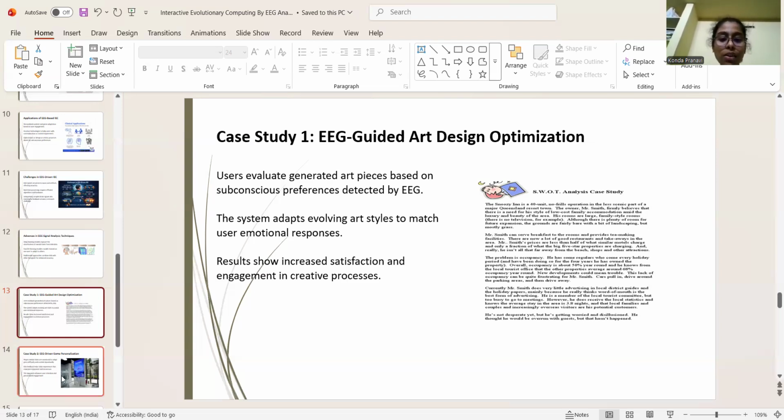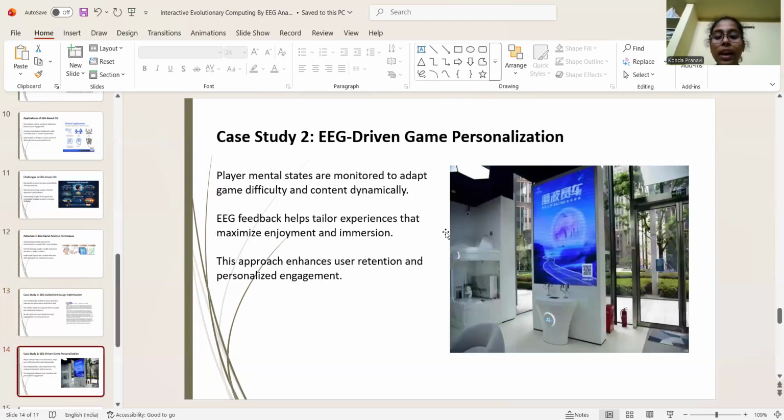When it comes to the second case study, game personalization. Here, EEG monitors player mental states to adjust game difficulty and content dynamically. This creates a more immersive and enjoyable game experience.